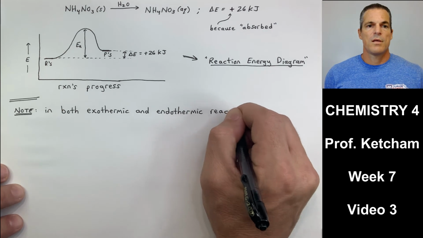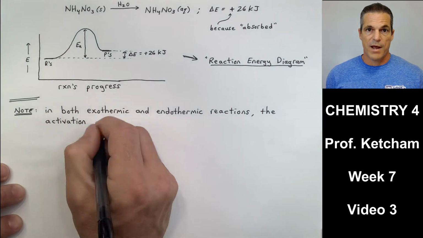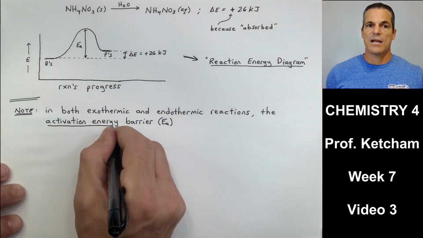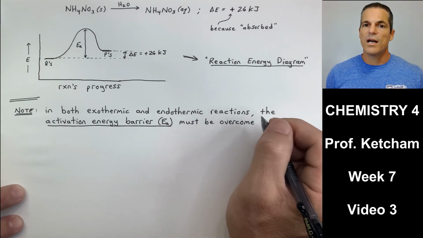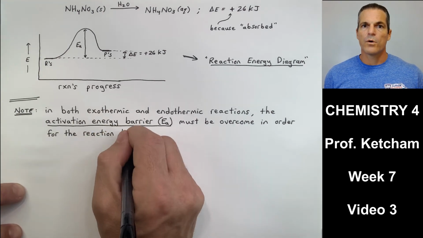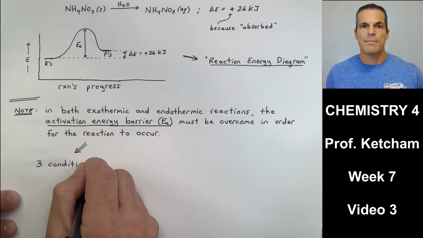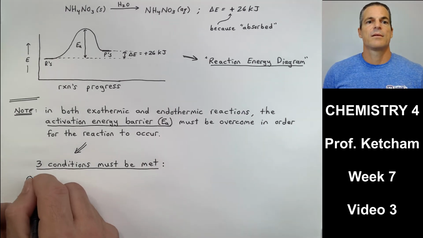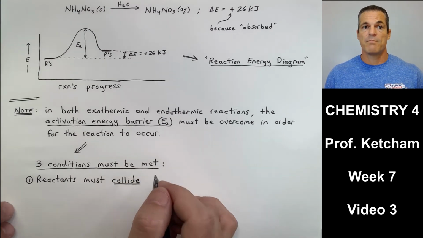Now, just a note, in both of those reaction diagrams I've just drawn, and in both of these sample balanced equations I drew, it says here, note, in both exothermic and endothermic reactions, the activation energy barrier, EA, that hump, must be overcome in order for the reaction to move forward towards products. I don't know if you've ever been to the video arcade and you played skee ball, but when you roll the skee ball, it's got to go up and over that hump before it can move on and go in, okay?